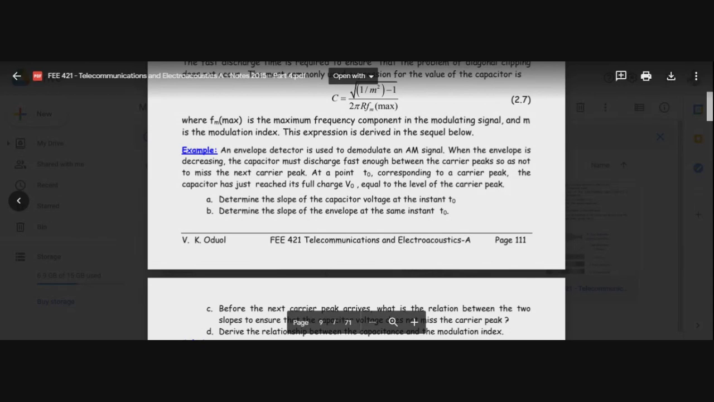When the envelope is decreasing, the capacitor must discharge fast enough between the carrier peaks, so as not to miss the next carrier peak. At a point T0 corresponding to a carrier peak, the capacitor has just reached its full charge, V0, equal to the level of the carrier peak. So you are then supposed to determine the slope of the capacitor voltage at that instant T0, and determine the slope of the envelope at the same time T0.